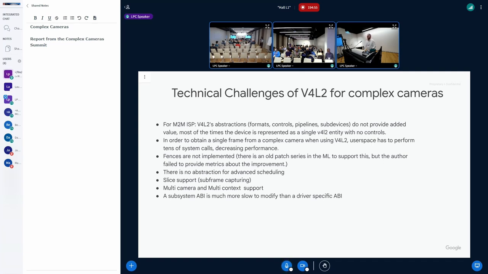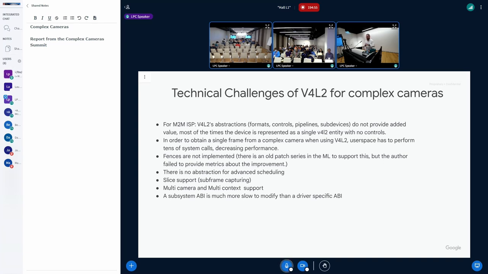So first of all, complex cameras. Why is this complicated? There are two aspects of complex cameras that make this complicated. One is the technical part. We're engineers, we can fix it. The other one is the political part. We are not trained for that, and that's the part that is more complicated.